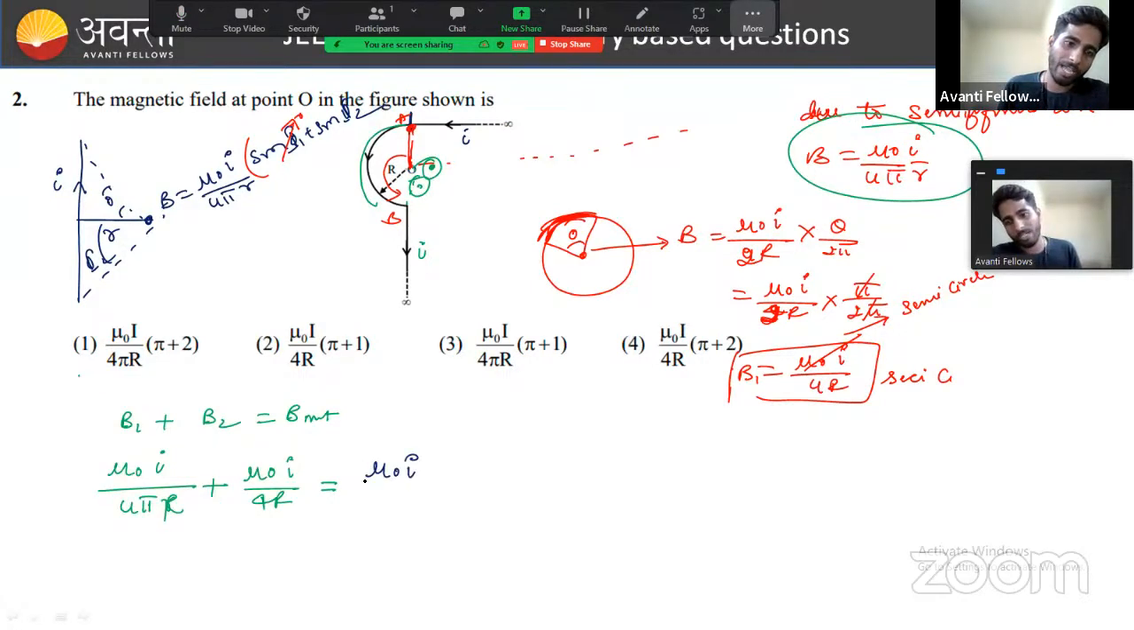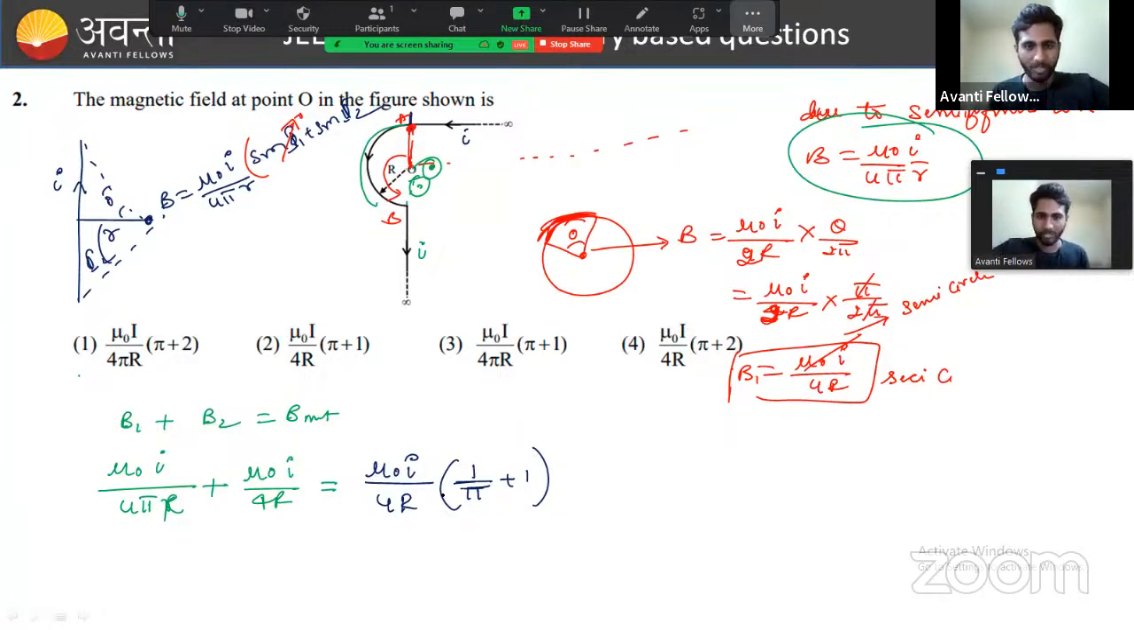Mu naught I divided by 4r, if I take common, then the remaining term will be, what is the remaining term here? 1 by pi plus 1. Is there any option like this? No option. Is there any mistake we did? Once you check, this is the final answer we will obtain. Might be a printing mistake.